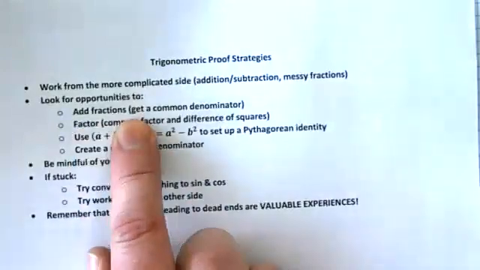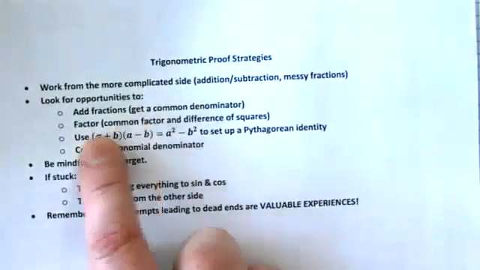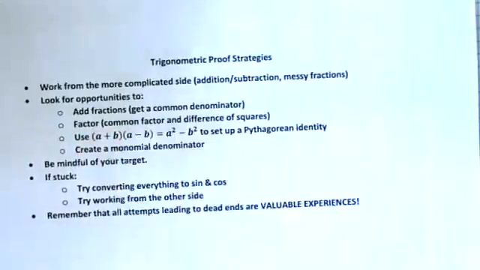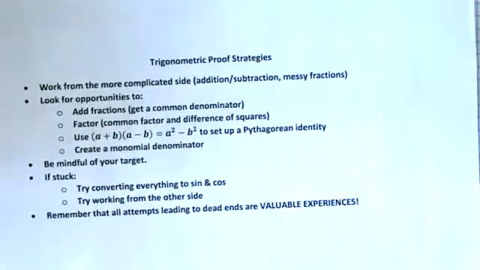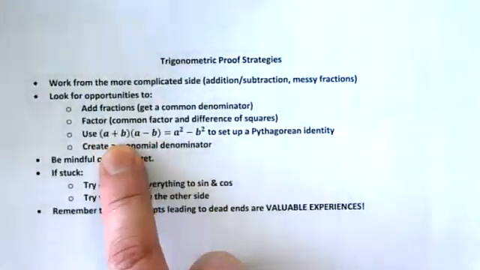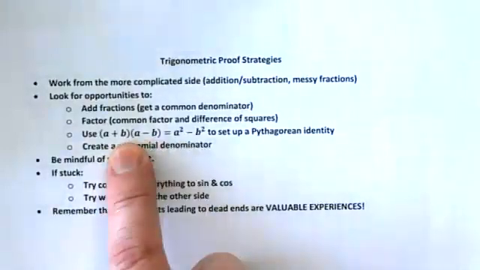All right, so then it's just some general things to look out for. Adding fractions to get a common denominator. We saw that on Monday. Factoring, I didn't talk to you about that one, but that was number 15 that we just went over from last homework, right? Look for a common factor, or difference of squares is going to come up a lot too. So if you see a difference of squares that can be factored, try that as well. Use this identity, which is basically difference of squares in reverse, to set up Pythagoreans. We're going to see a couple examples of that today.